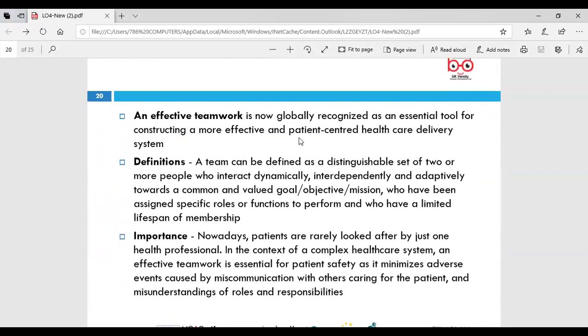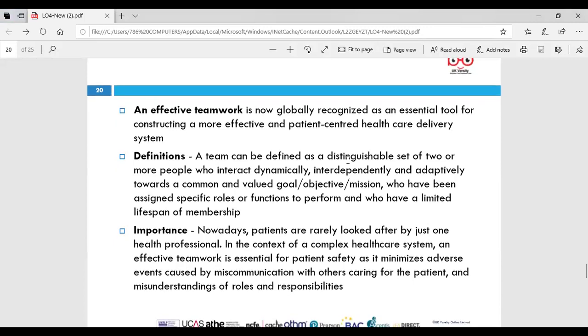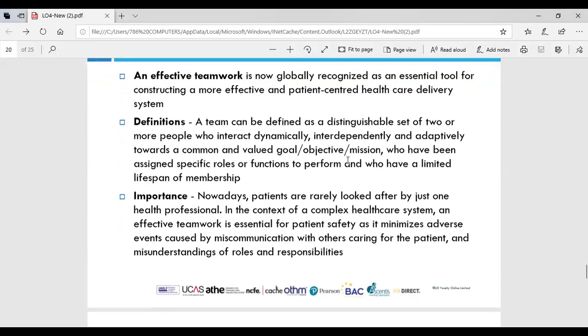So being an effective team is globally recognized as an essential tool for delivering more effective and patient-centered healthcare delivery systems. So a team can be defined as a distinguishable set of two or more people who interact dynamically, interdependently, and adaptively towards a common and shared goal, objective or mission, who have been assigned specific roles or functions to perform and who have a limited lifespan of membership.